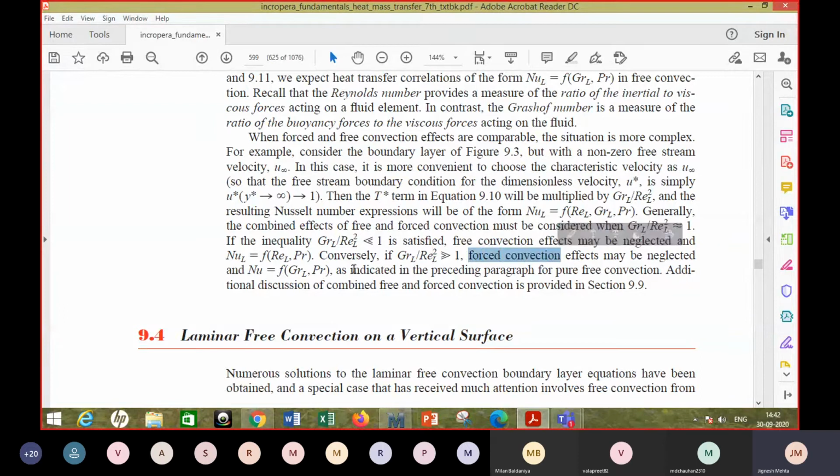But whenever you have something in between, where the ratio of the Grashof number to the Reynolds number squared is near 1, then you have to consider the effect of both of them. Both of them may be helping each other and giving you a higher heat transfer coefficient, or one may be opposing the other, and you have to subtract the effect of one from the other. All those possibilities are there, but we are going to take only purely free convection cases in this chapter. And the discussion starts with laminar free convection on a vertical surface.